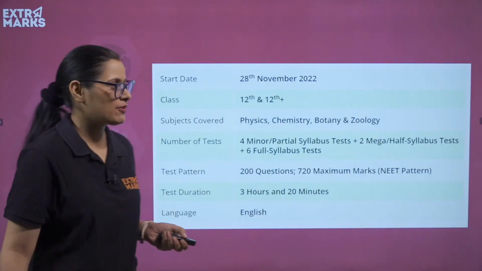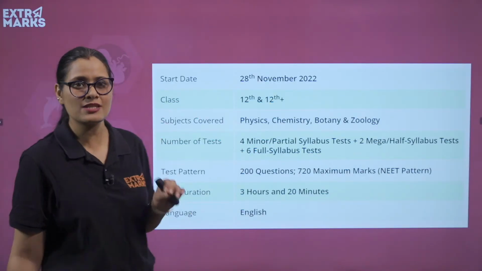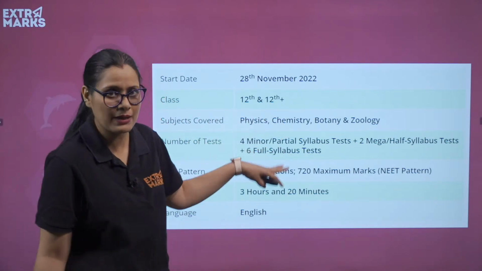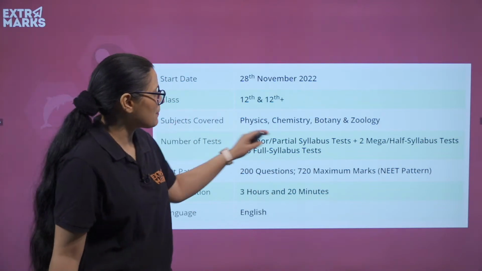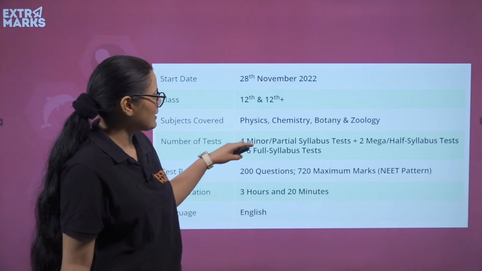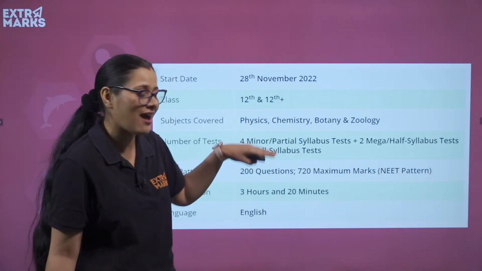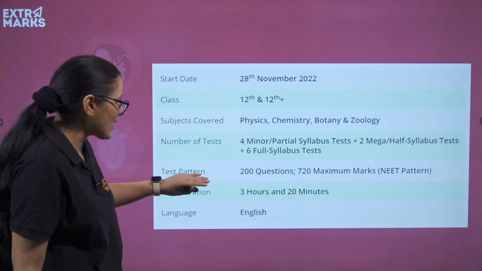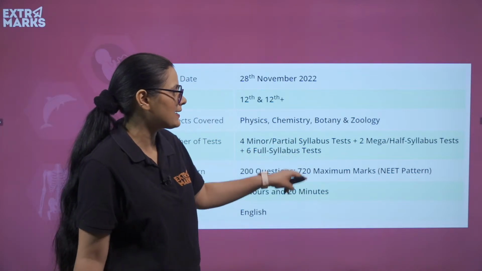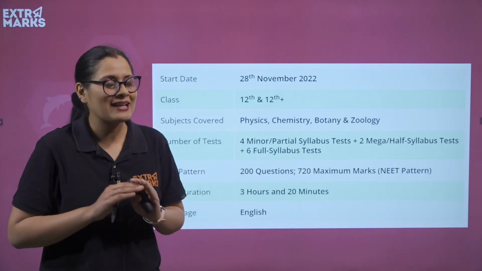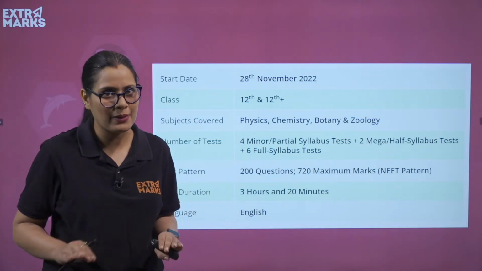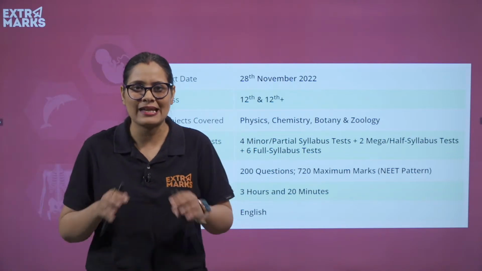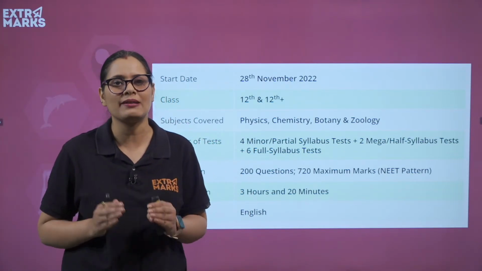So to start with, before the discussion, let's see what it is. This test series started on 28th of November for the class of 12th and 12th plus who are repeaters. All the subjects are covered. There will be 4 minor and partial syllabus tests with 2 mega and half syllabus tests along with 6 full syllabus tests. The marks would be similar to NEET: 200 questions, 720 maximum marks you can score, and it is a completely NEET pattern based paper. The duration would be 3 hours 20 minutes and in English, so it is almost like a mimic paper as you will see in your NEET examination.